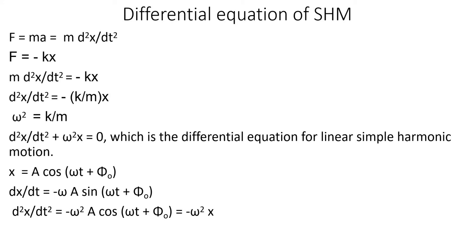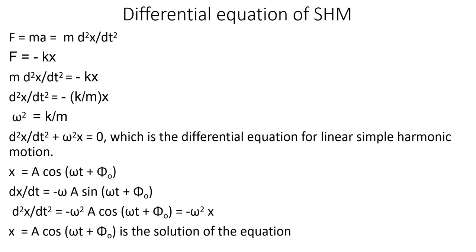So d square x by dt square, you got it as minus omega square x, or you can write d square x by dt square plus omega square x equal to 0, which means the solution satisfies the differential equation. So we can say x equal to a cos(omega t plus phi 0) is the solution of the equation. Not only the cosine function, the sine function is also possible. Instead of x equal to a cos(omega t plus phi 0), we can take x equal to a sin(omega t plus phi 0). That also can be considered as the solution of the differential equation, either the cosine function or the sine function.